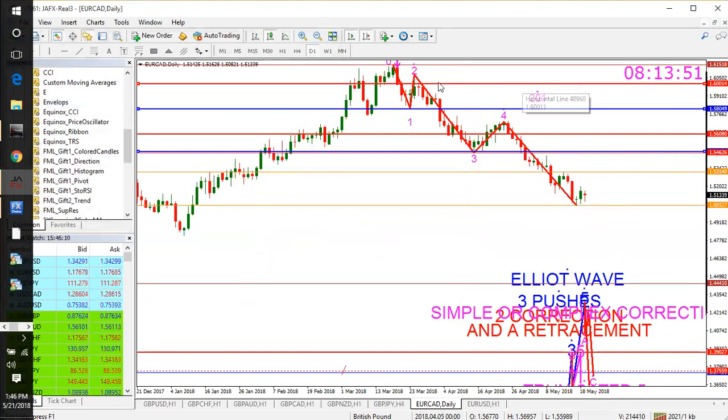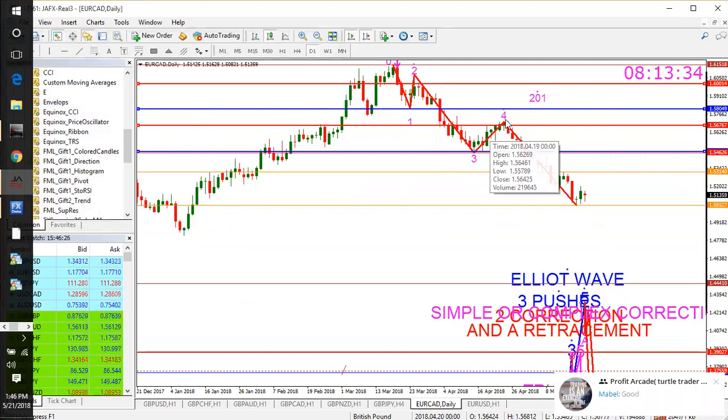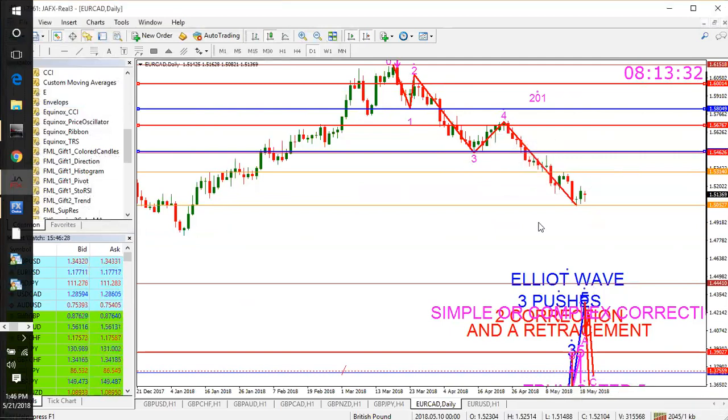I jump out from the first one just in case it reverses. Then when I get here, the market pushes back again. It retraces to about this point. Then I plot my fib again from 0.2 to 3. So from 0.2 to 3, then I'll be watching for the levels.